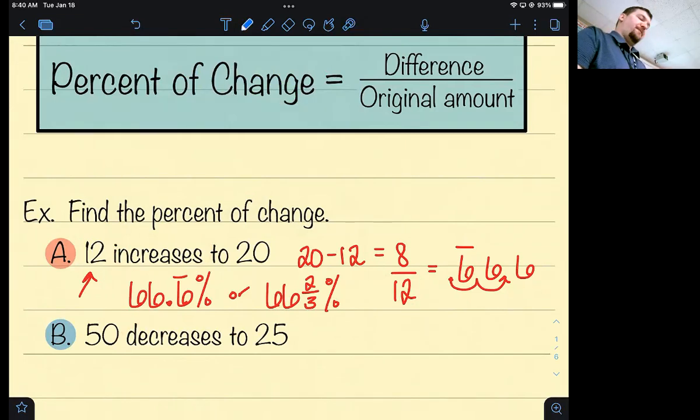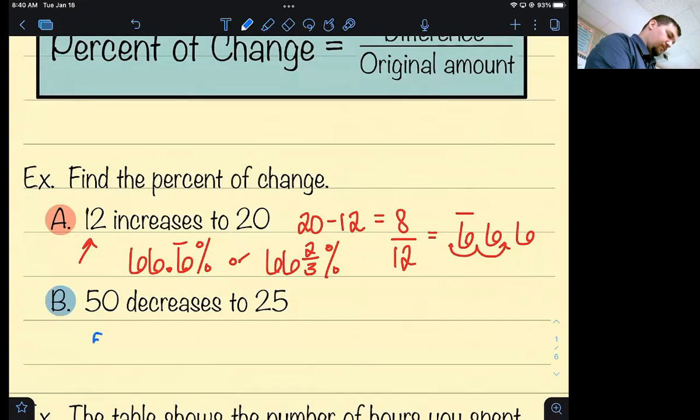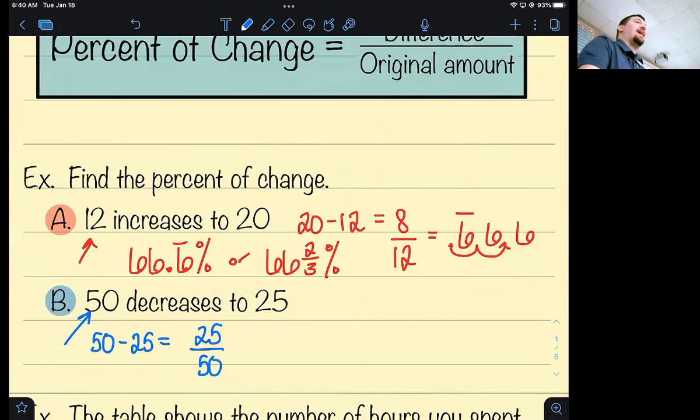Subtract. If 50 decreases to 25, what does it change by, Parker? What's 50 minus 25? 25, okay. So 25 is going to go on top. We'll take it one step at a time, okay. 25 is our difference. Our original number, first one they give us, 50. That's our fraction of change. Difference over original.